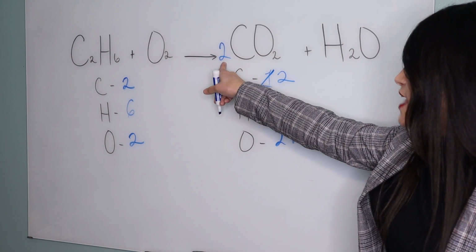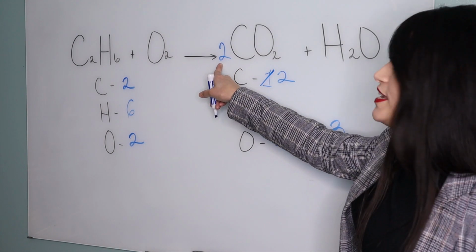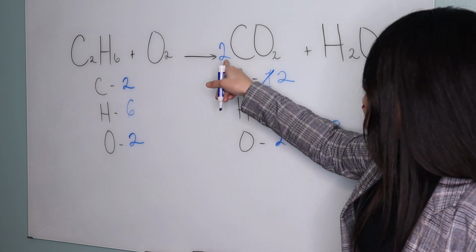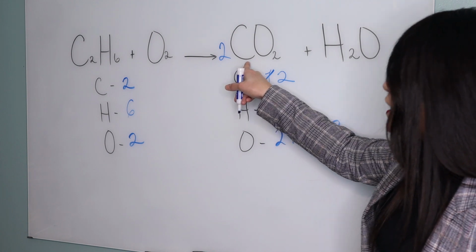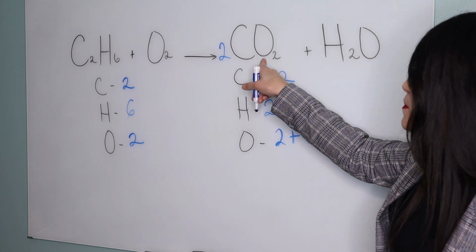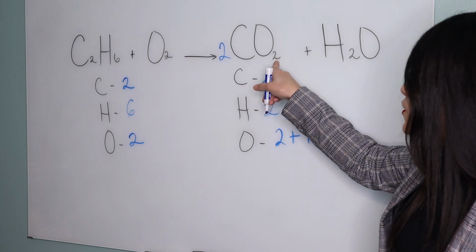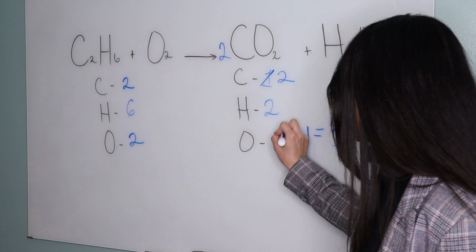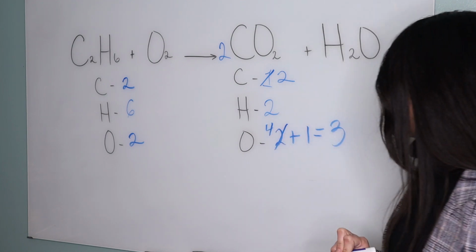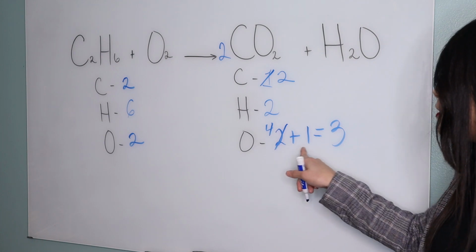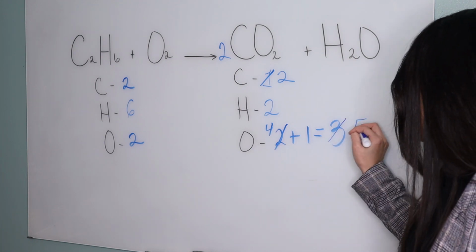Notice how I place a coefficient in front of this compound. When I do that, that's also going to affect not only this carbon, but whatever comes after. So we have also over here oxygen being affected. So instead of 2, now we have 2 times 2, which equals 4 on that side. But now remember, we still have that one. So we have 4 plus 1, we have 5.